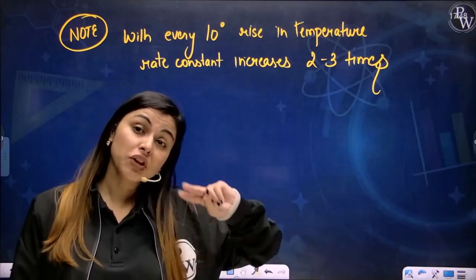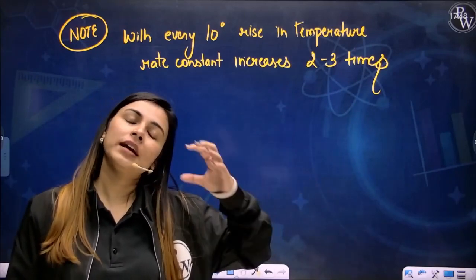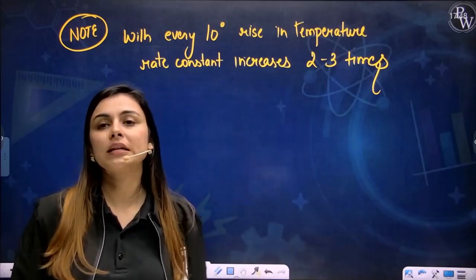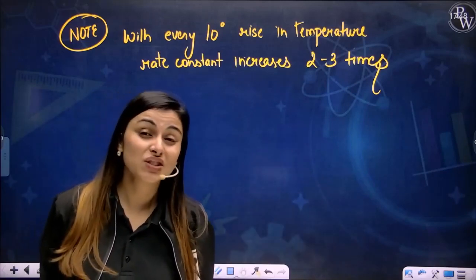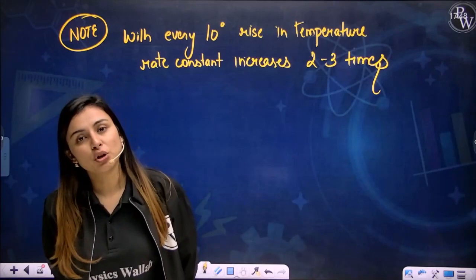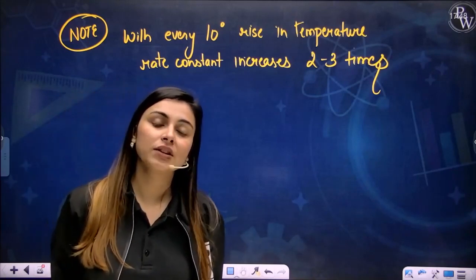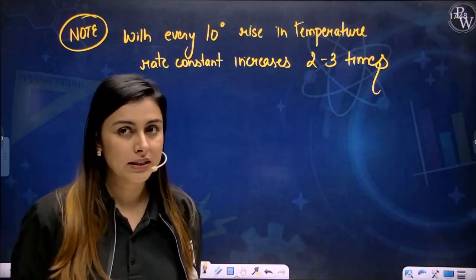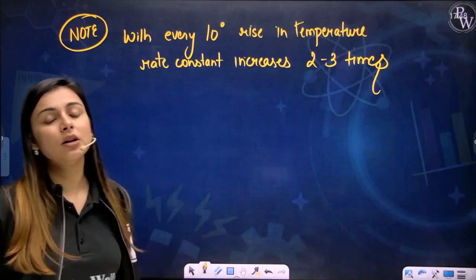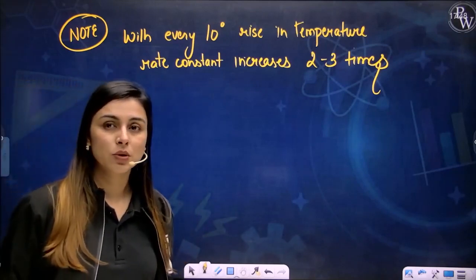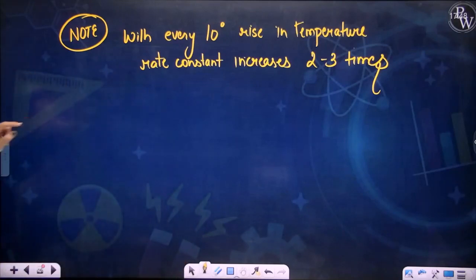So if the rate constant is increasing 2 to 3 times, then the rate of the reaction will also increase 2 to 3 times. So as you increase the temperature, the rate constant increases, and eventually the rate of the reaction will also increase. This is a very important line. A lot of times a question is asked from this particular part. So you need to write it with a note. It is important. So write it and then we'll move forward.